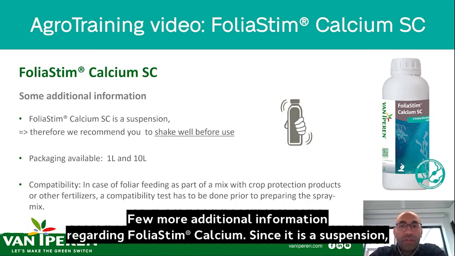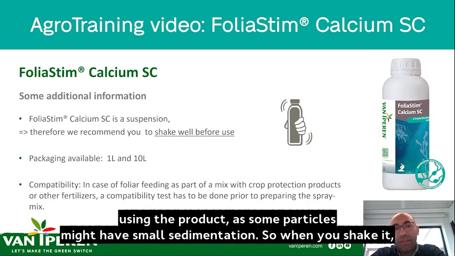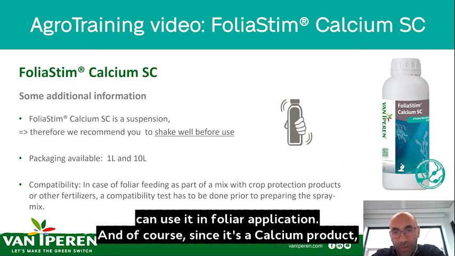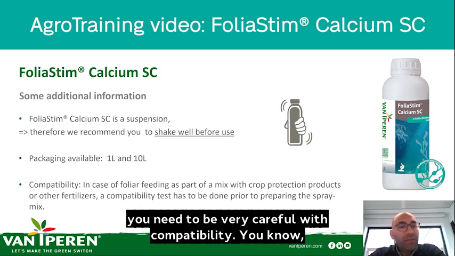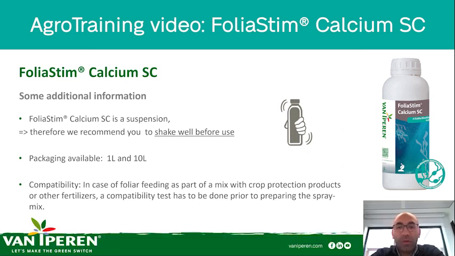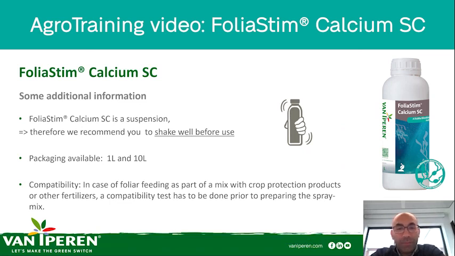A few more additional pieces of information regarding Foliastim Calcium. Since it is a suspension, it's very important that we shake well before using the product, as some particles might have a small sedimentation. So when you shake it, you bring it back into suspension, and then you can use it in foliar application. And of course, since it's a calcium product, you need to be very careful with compatibility. You know that calcium is in antagonism with most elements, so be careful about that. Always make a jar test mix before foliar spray.